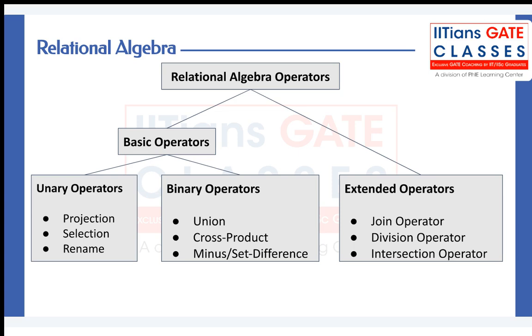So relational algebra operators are basically divided into two. One is called basic operators and another is called extended operators. Basic operators are further divided into unary operators and binary operators. The unary operators are the projection operator, selection operator, and rename operator.